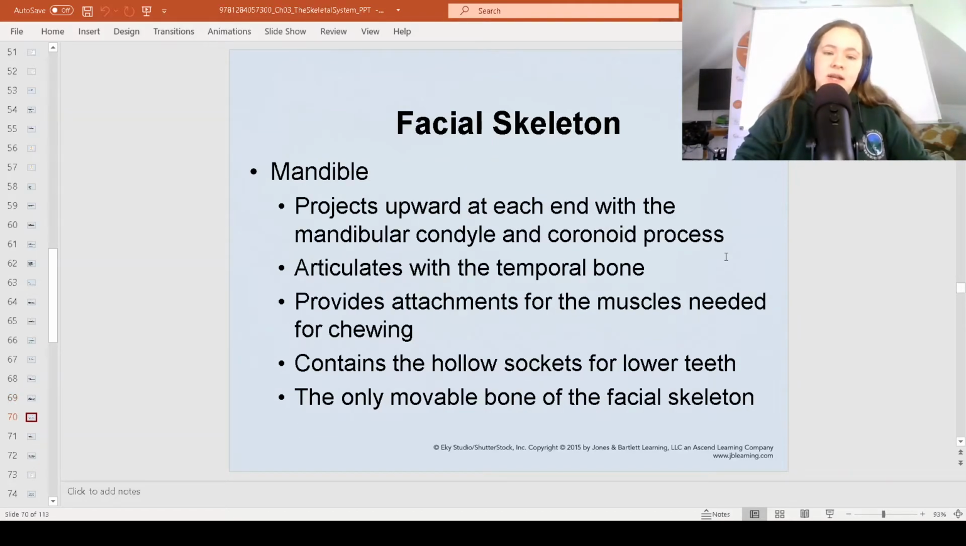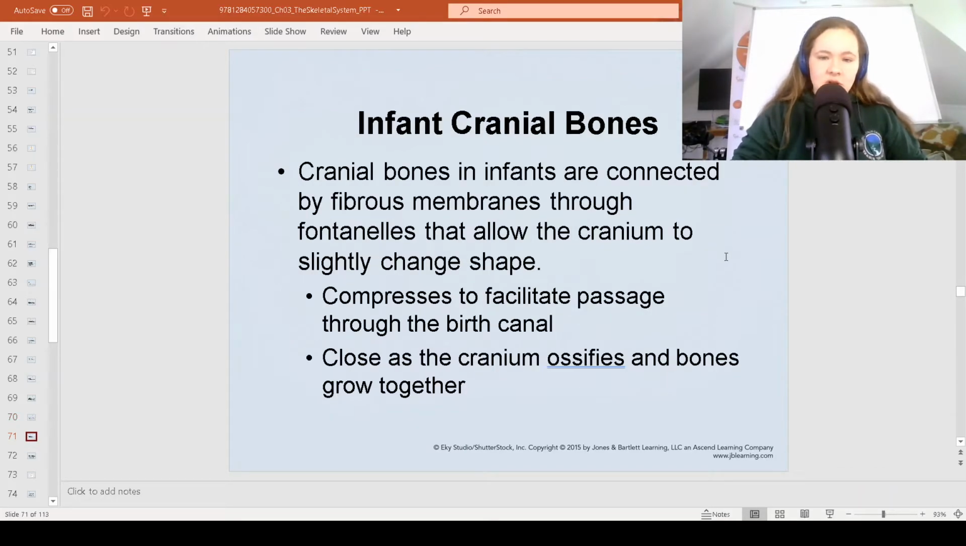The mandible projects upward at each end at the mandibular condyle and the coronoid process, and articulates with a temporal bone right here, which is why it feels so good to rub it, because there's muscle connecting at both ends once again. It provides attachments for the muscles needed for chewing, contains the hollow sockets for lower teeth, and is the only movable bone of the facial skeleton.